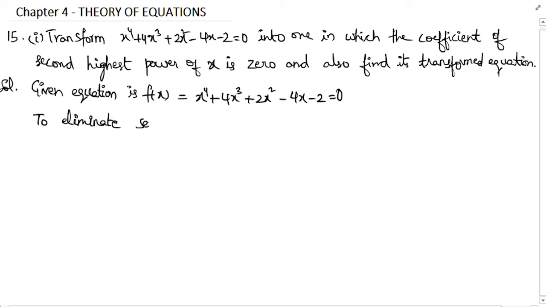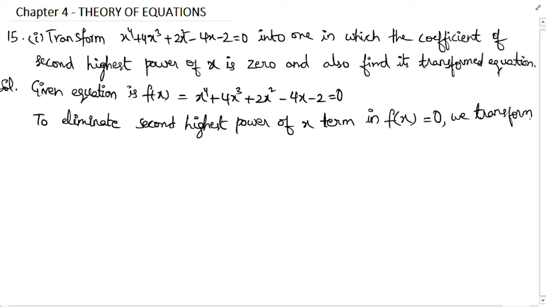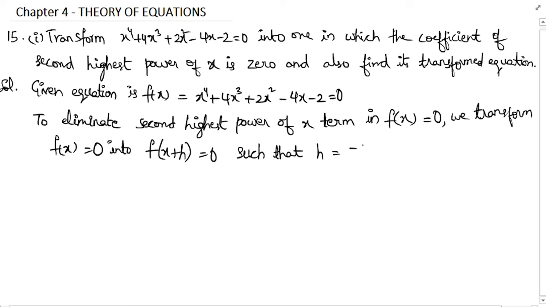To eliminate the second highest power of x term in f of x is equal to 0, we transform f of x is equal to 0 into f of x plus h is equal to 0, such that h is equal to minus a1 by n a0, that is equal to minus 4 by 4 into 1, which will be equal to minus 1.